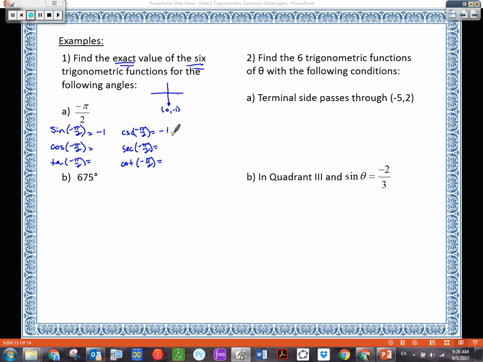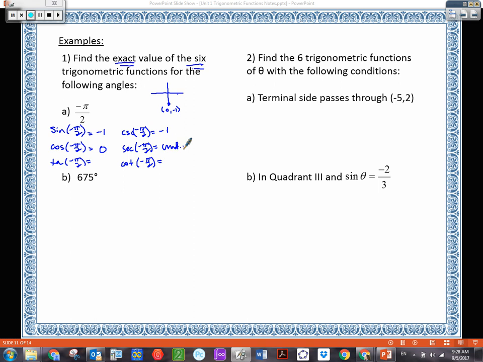Cosine we know is the x value, so cosine is 0. Now if I flip 0 upside down, I'm going to have some problems, right? If I flip it upside down, I'm going to have 0 on the bottom. We know that that's bad, right? That's not good. So that would be undefined. That makes secant undefined at -π/2.